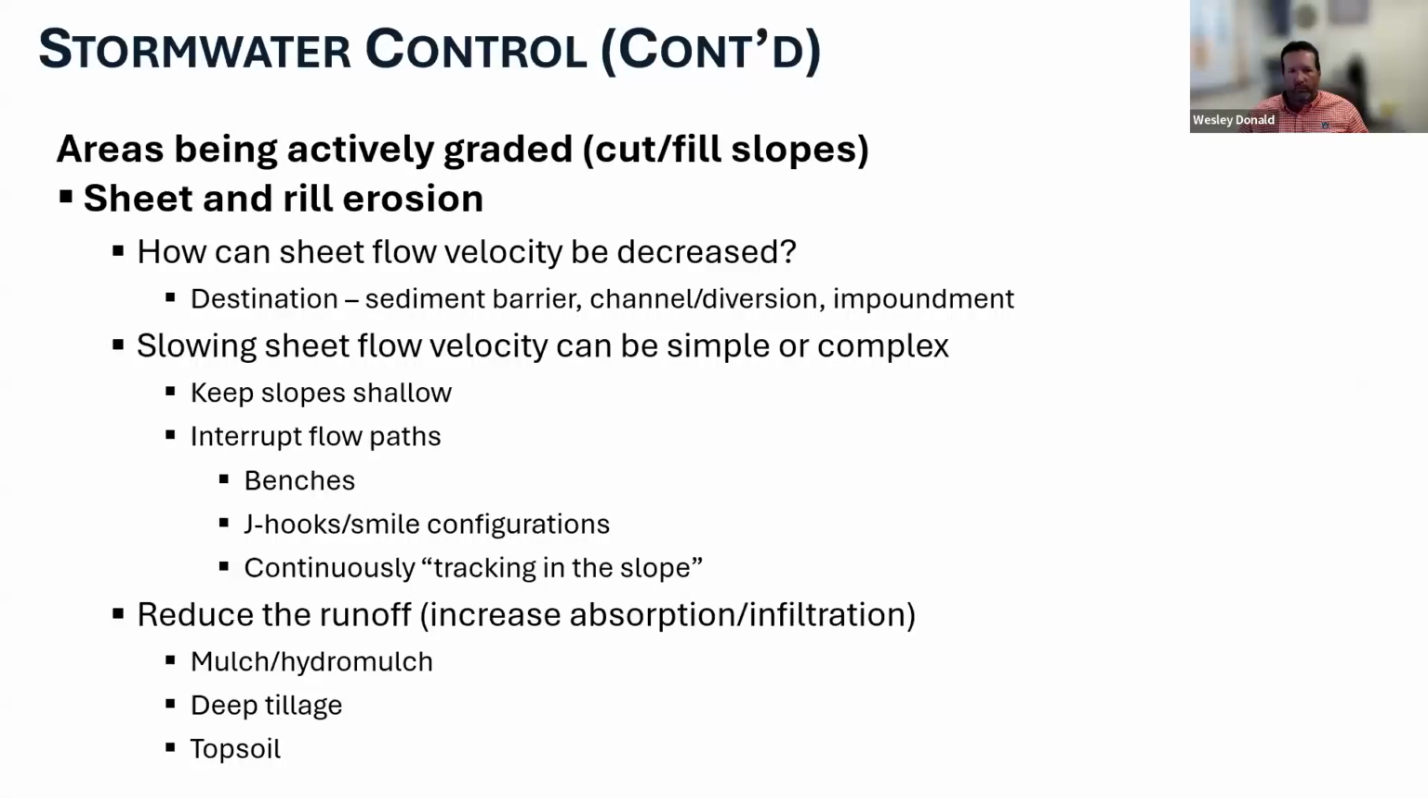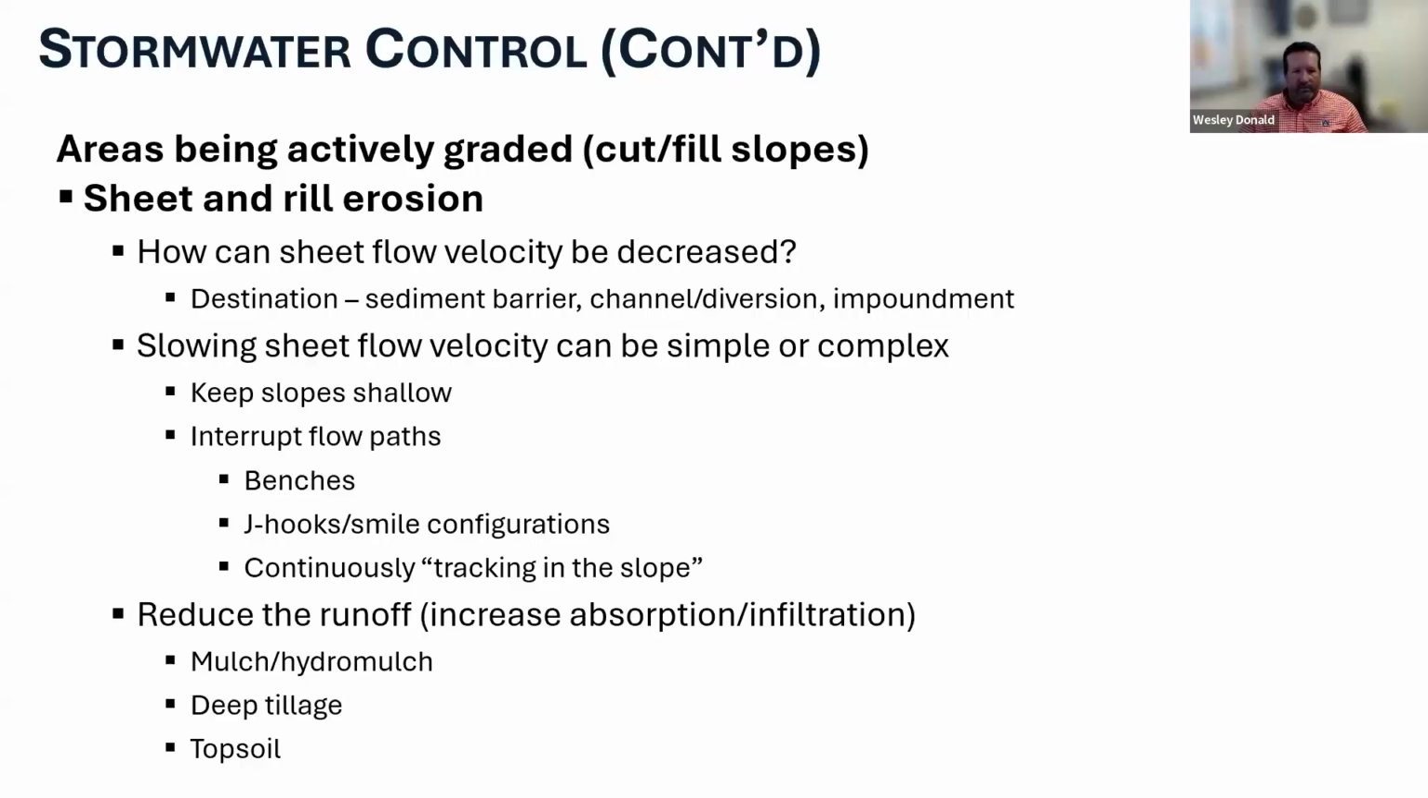All right, so how can we reduce the velocity? Again, same destinations we're talking about for the sheet and rill erosion. Keep slopes shallow, interrupt flow paths. Again, those benches, putting in J-hooks or smile configurations, continuously track the slope, making sure that the slope is tracked the proper way as you're working it, can reduce that velocity, and even on bare slopes can reduce the velocity of the slope and the amount of erosion that we have.